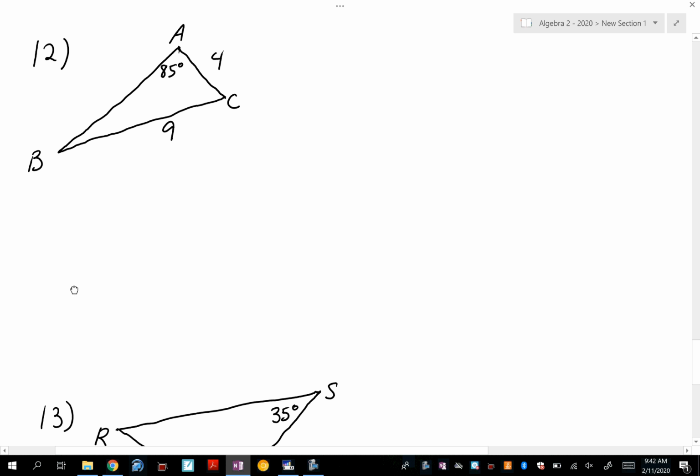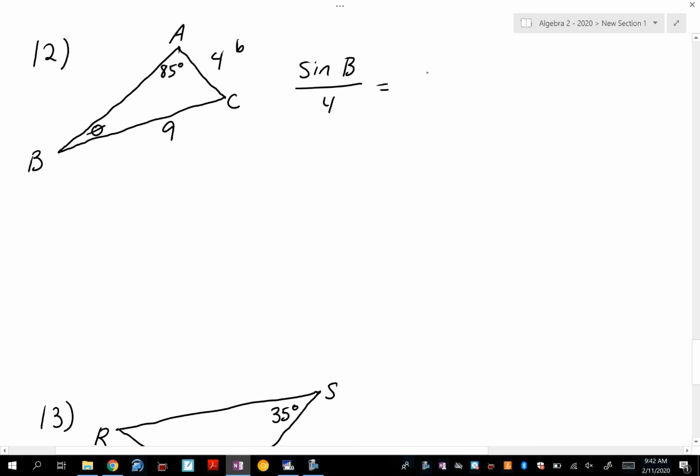Okay, so in number 12, it's asking you to find angle B. So you're trying to find this theta here for angle B. All right, so let's try to do the law of sines. The sine of angle B, which I don't know, over the side length associated with angle B is going to be the one that's across from it, which is side AC, which is 4.